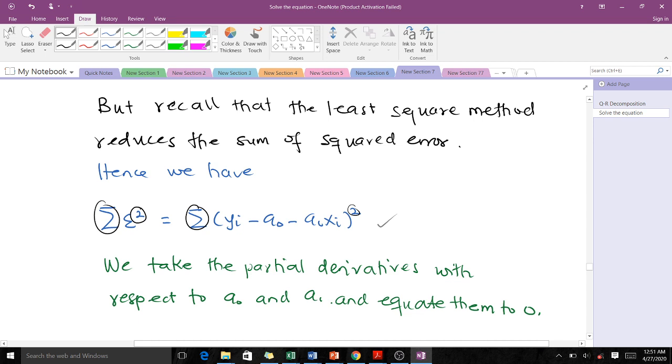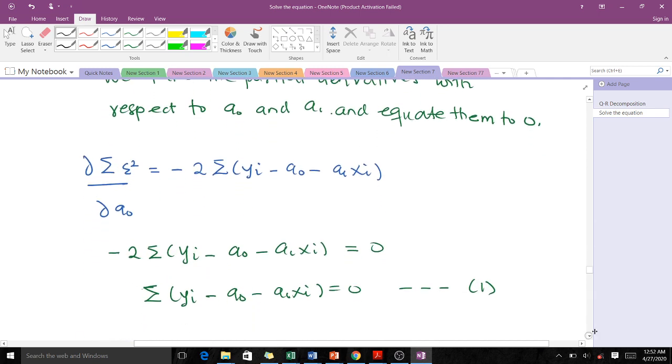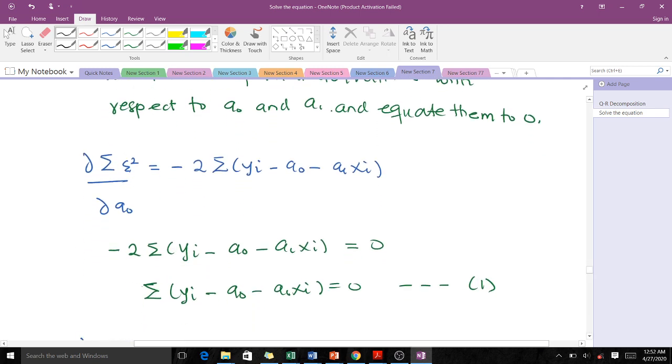Then we take the partial derivative. So we move on to take something from multi-variable calculus, and that's partial derivatives. So we take the partial derivatives with respect to a naught and a1 and we equate them to 0. So when you take the partial derivative with respect to a naught here, you're going to end up with this that we have here, and we equate this to 0. So when you equate this to 0, you can divide through by 2. So that means this 2 goes away, and you have this particular equation here, and we name that equation 1.